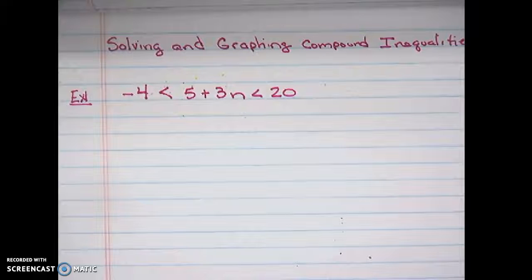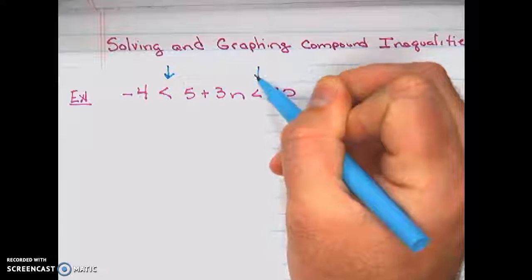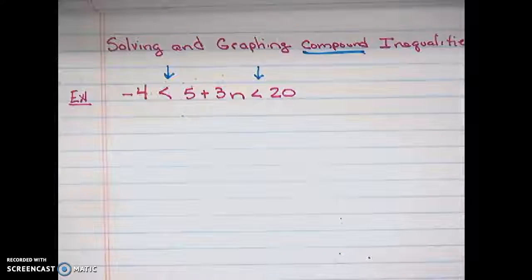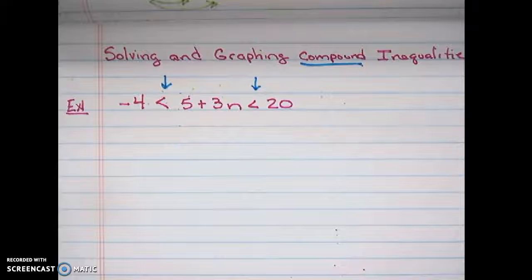The first thing I hope that you guys remember or notice is that there's more than one less than sign. There's more than one inequality. There's actually two of them. There's one here and one here. That's why they call it a compound inequality, because there's more than one. So anytime you have two, you can never have three. You can have one or two. When you have two, they're called compound inequalities. The nice thing is you solve it the same way.